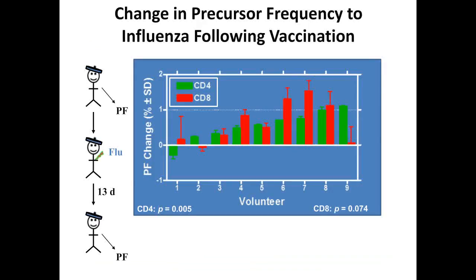So here's an example where we've used the precursor frequency to follow influenza vaccinations in, I think it was 14 individuals, or I guess 9 individuals. We took a peripheral blood sample on day 0. They were then immunized with the influenza vaccine, and 13 days later the blood was taken and frozen down. We thawed both the pre- and post-vaccination samples at a later date and calculated precursor frequencies. This was done, as you can see in the bar plot, for both CD4 and CD8 cells. In general, we saw an increase in precursor frequencies in all the individuals. It was highly significant for CD4s and not quite significant for the CD8s, with most of the individuals showing a response.